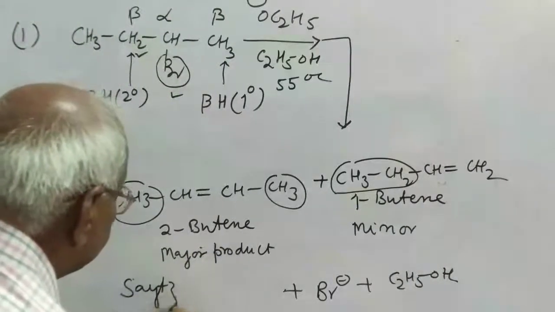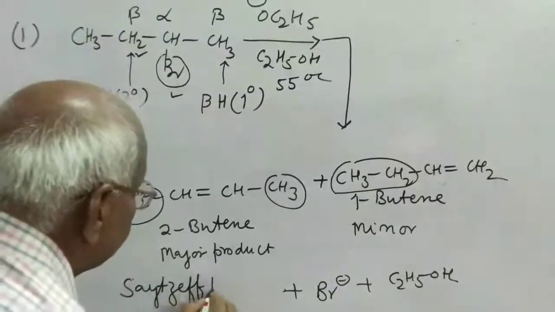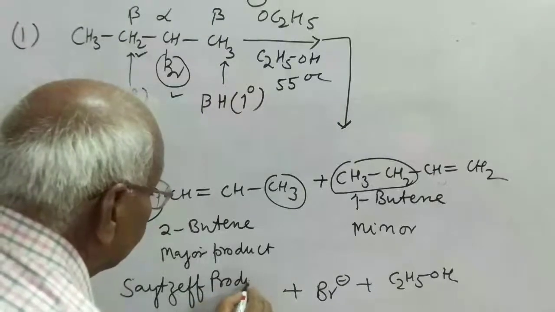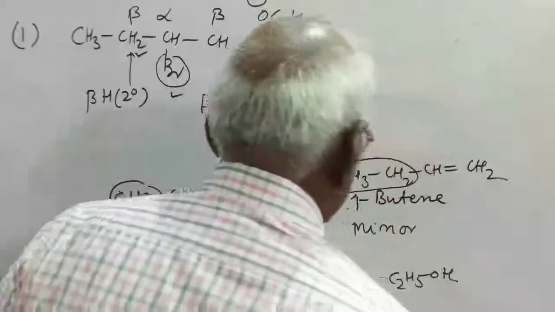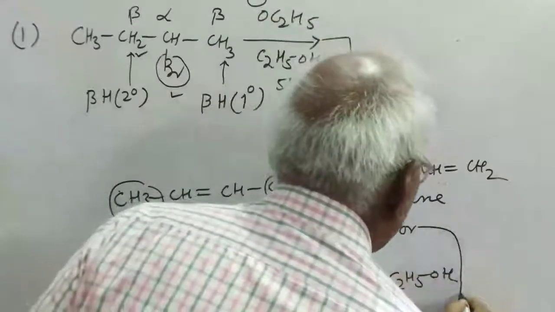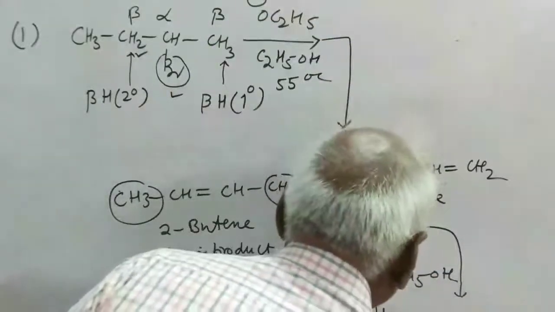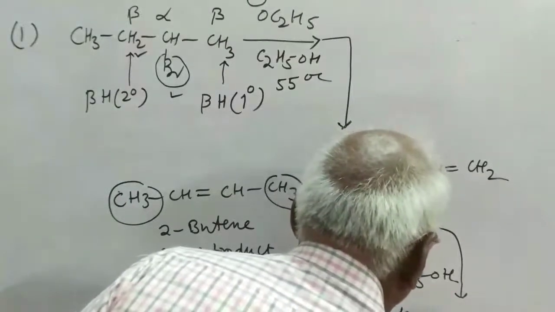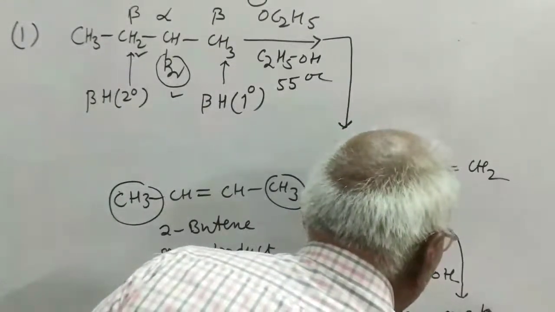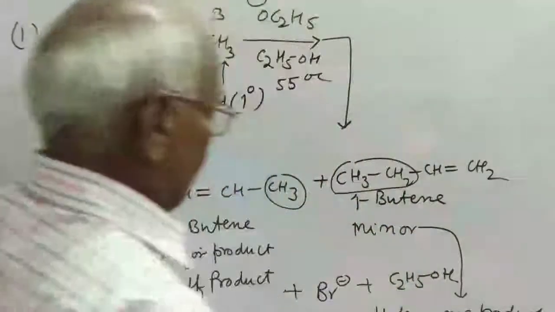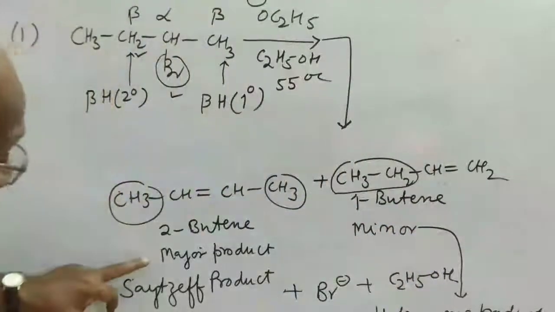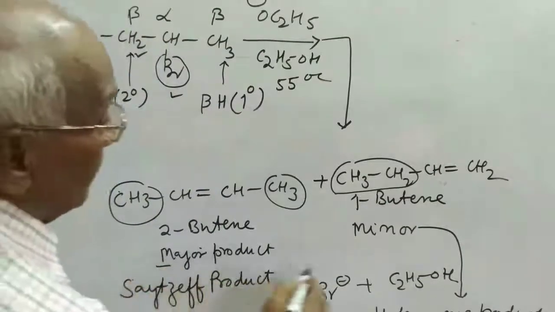Saytzeff product is major, and this is Hoffman's product. This is the Hoffman's product. So two types of products are obtained, in which one is major and the other is minor.